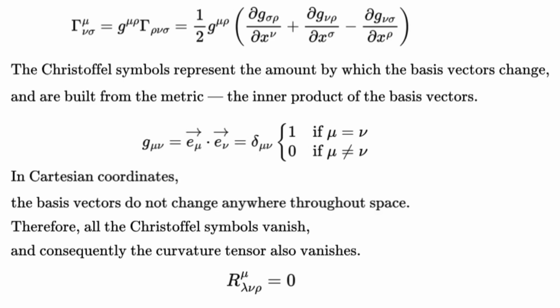In Cartesian coordinates, the basis vectors do not change anywhere throughout space. Therefore, all the Christoffel symbols vanish, and consequently the curvature tensor also vanishes.